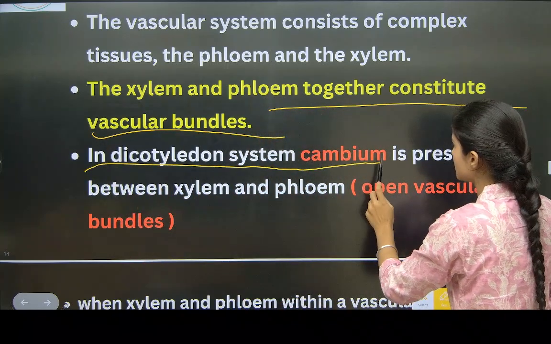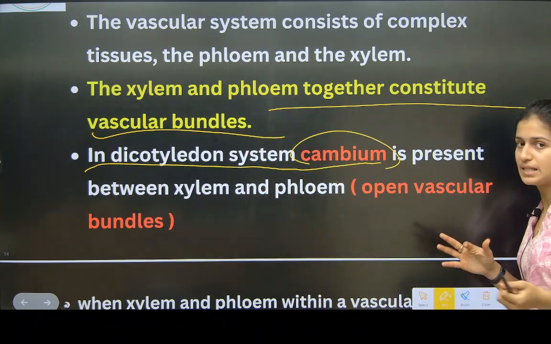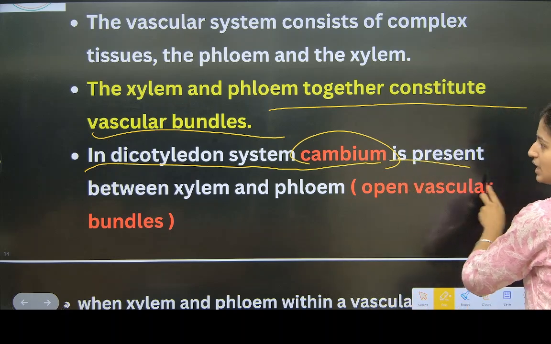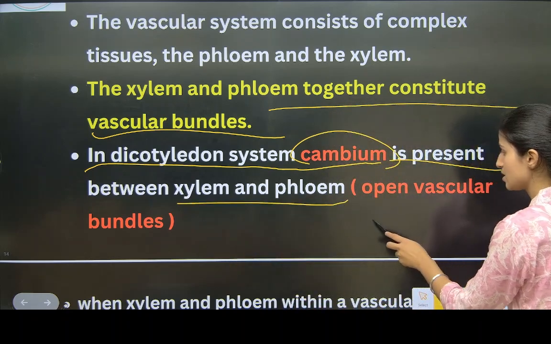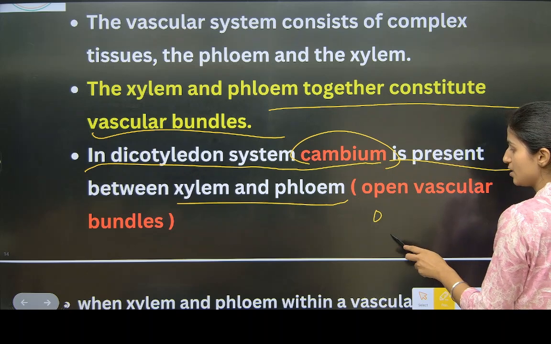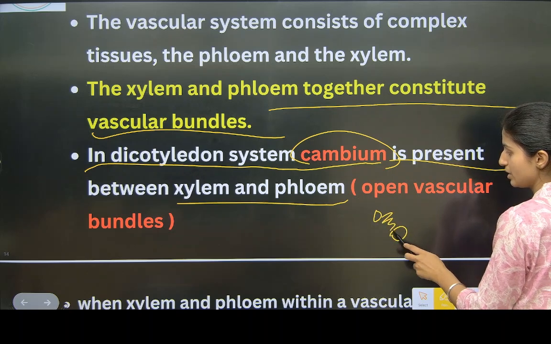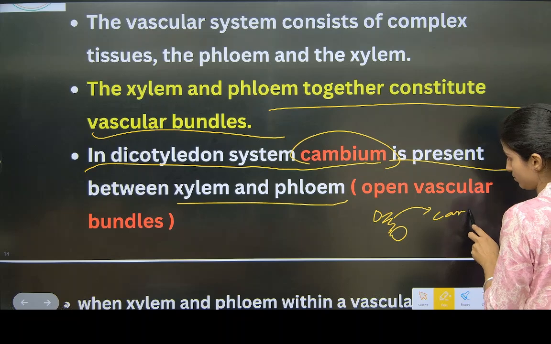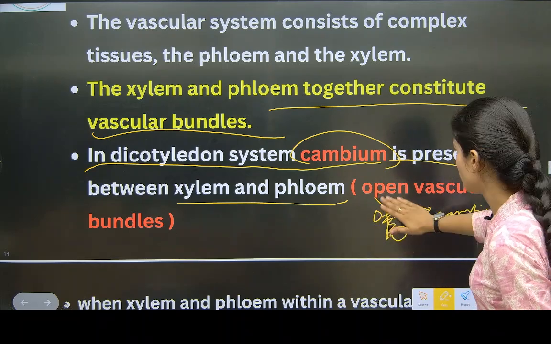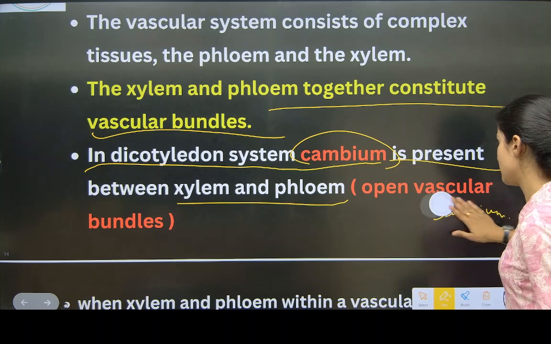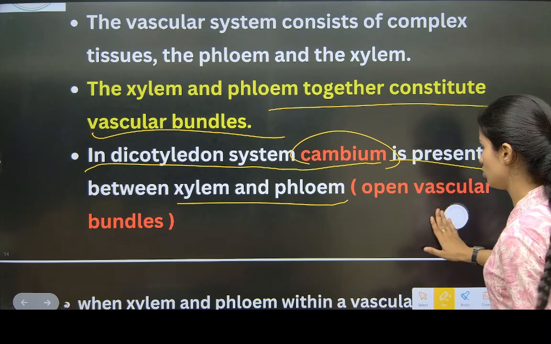In dicotyledonous plants, cambium is present. Cambium is lateral meristematic tissue present between xylem and phloem. For example, here xylem is present, here phloem is present, and here in between is the cambium tissue. Understood? These are open vascular bundles. There are two types, open and closed vascular bundles.